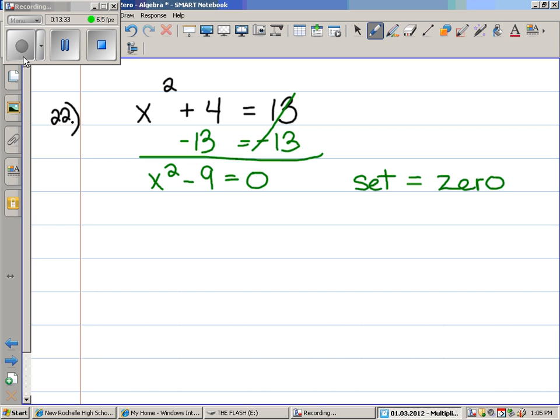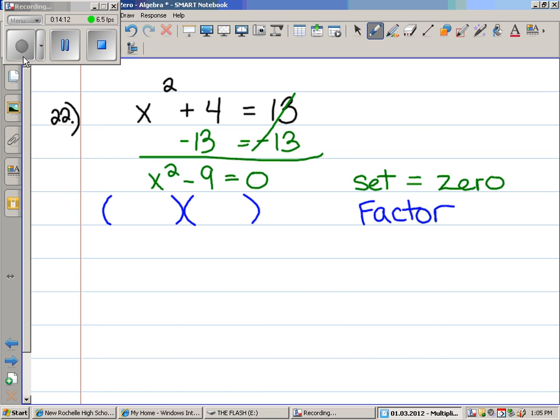So step 1, set equal to 0. It's the first step of SFS. What's the second step of SFS? Factor. Now, we talked for a minute about what this actually is, right? It's a DOTS. What do those four initials stand for? Yeah, this is the difference of two squares.